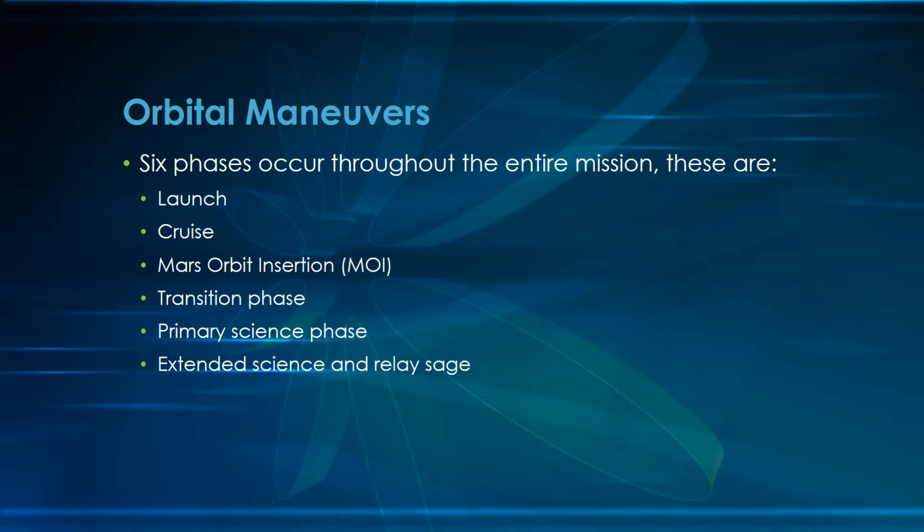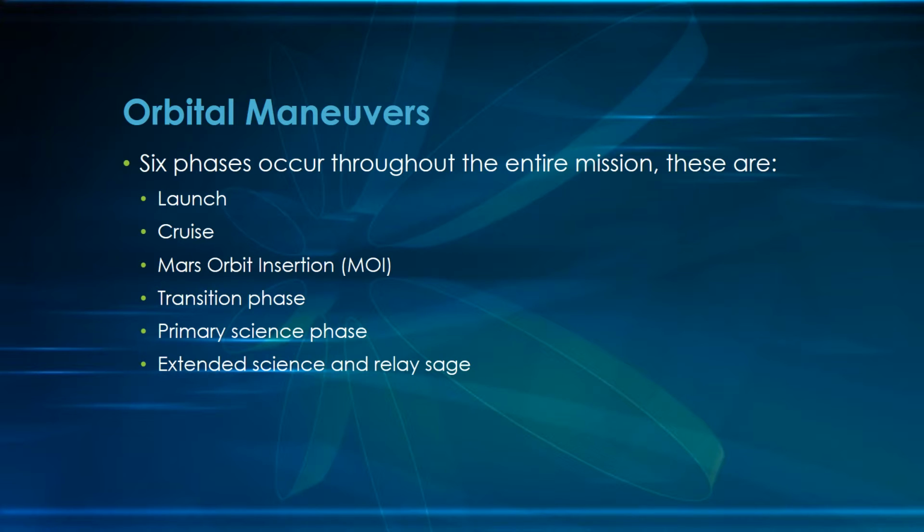There were six orbital maneuvers that had to get the MAVEN spacecraft into placement. The first was the launch. The launch consisted of an Atlas V rocket. The cruise itself had a Centaur upper stage that got it into trajectory to get to Mars. The Mars orbit insertion slowed down the MAVEN spacecraft so it could enter orbit around Mars.